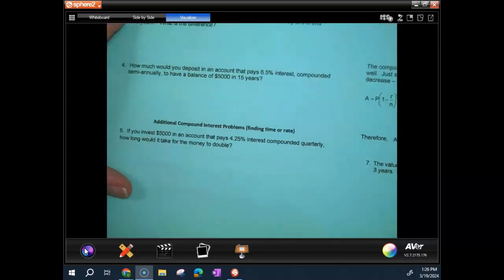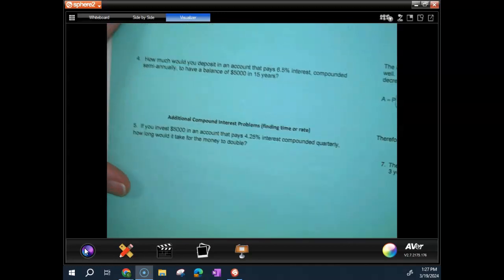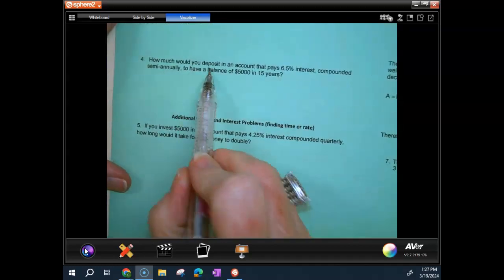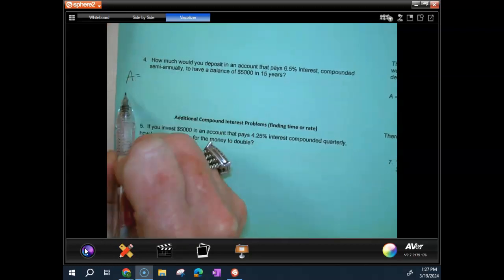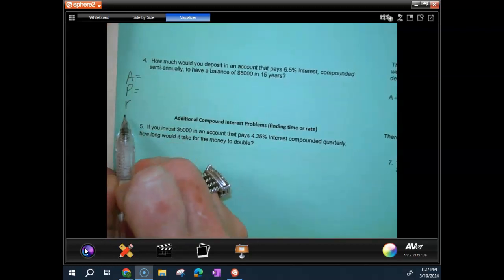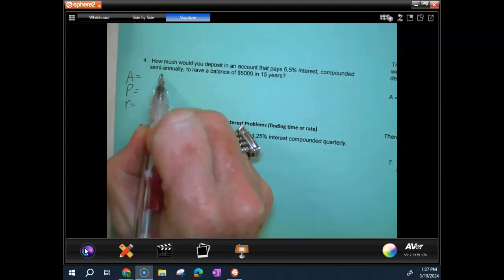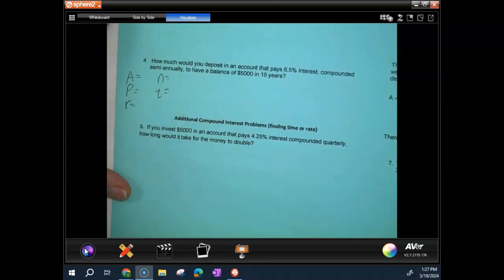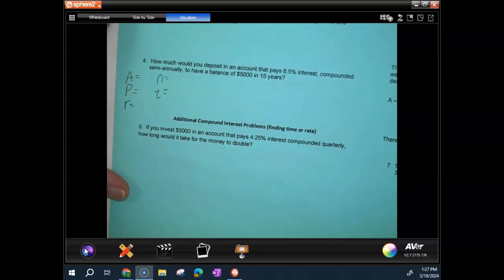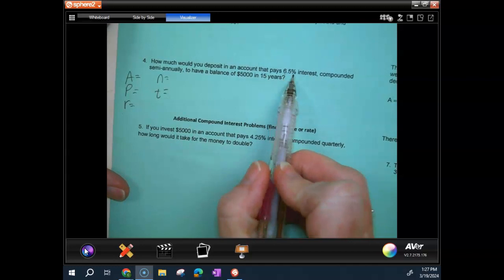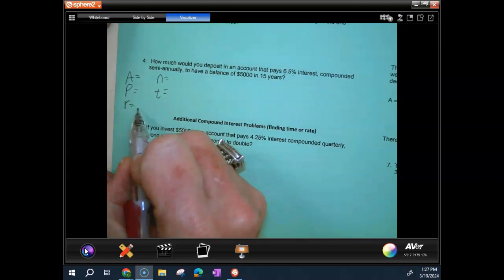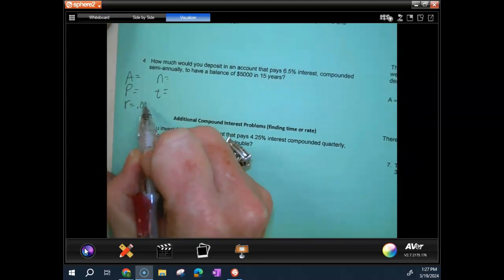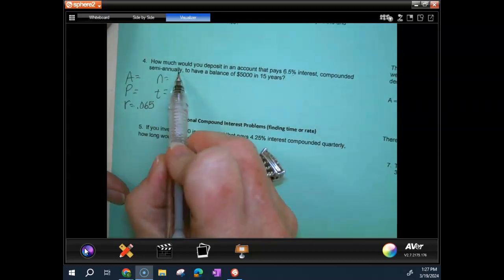So next, we're at number 4. How much would you deposit in an account that pays 6.5%? So, which one do I not have? No, P. How much would you deposit is not your initial amount. So it pays 6.5%. Where does that go? The rate, and what is the rate? 0.065, correct? Okay? It's compounded semi-annually.